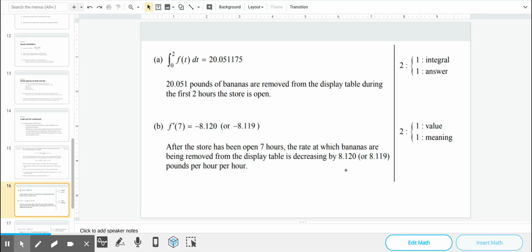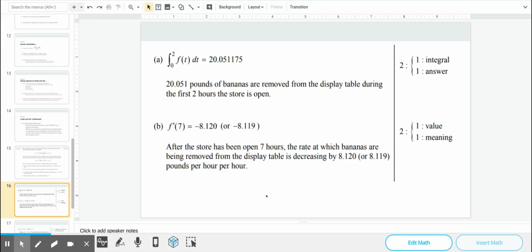The most common mistake with these types of questions, I can't stress this enough, is if we get a negative derivative or negative value from your derivative, that means that the amount is decreasing by the positive number that you see, right? The absolute value of this derivative that you found, okay? We do not want to write it's decreasing by negative 8.12 because that's a double negative, which actually means it's increasing, which is not true, okay? We're taking bananas off. It's decreasing by 8.12.